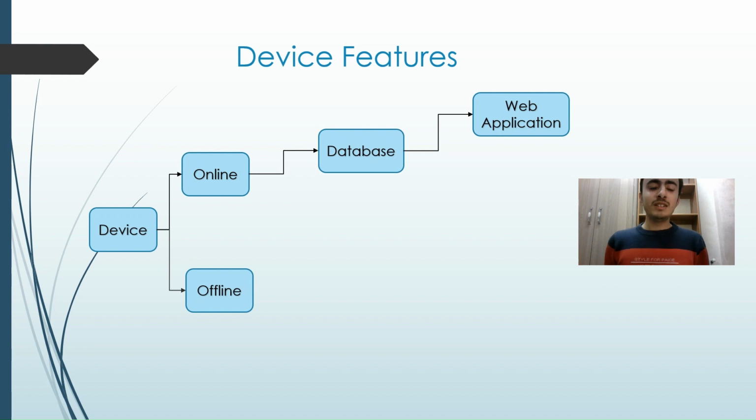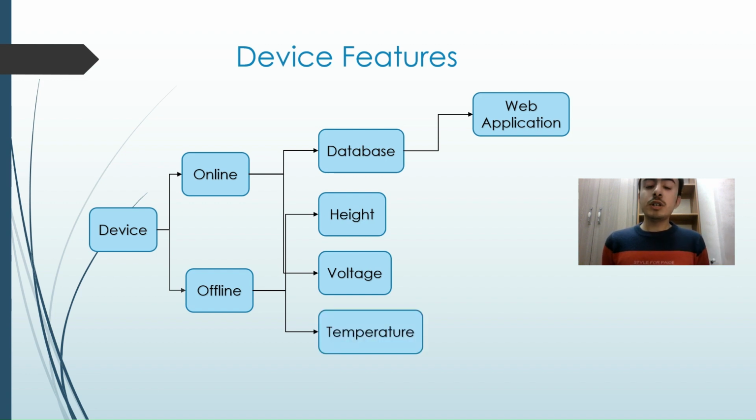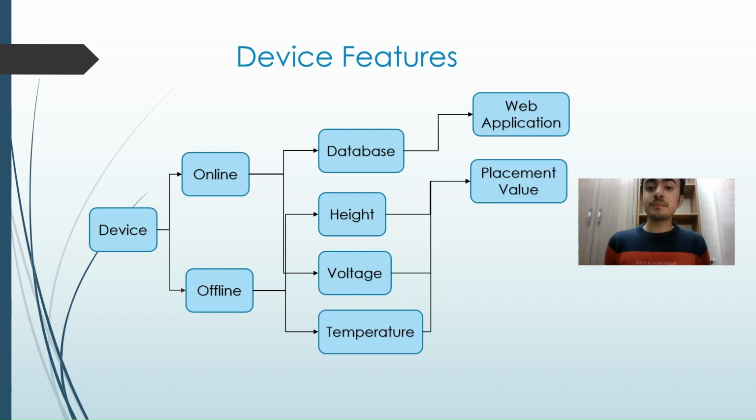So coming back, both the online and offline modes will have three features, parameters, which the device is offering as I talked about earlier. So the first one was height of the object or depth of a liquid. The second one was the voltage passing through a metal conductor. And the third one was temperature of an object or liquid. So all three of these will have the placement values stored.